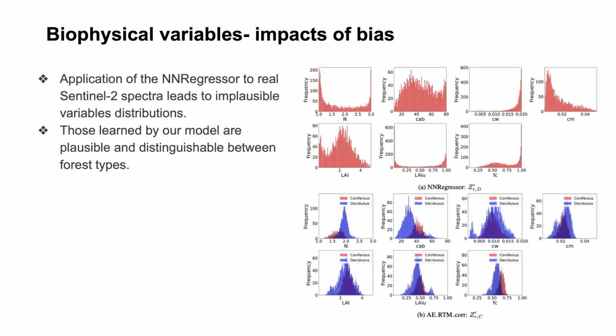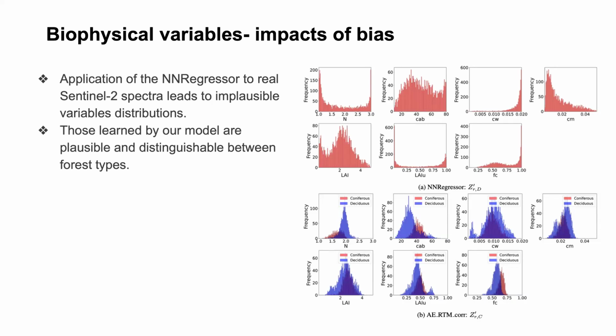Bias correction is important, but its ultimate purpose is to help refine the learning of the latent variables. So here we evaluate the impacts of the bias in learning these variables. The plot on the top shows retrieved variables from the baseline model, the NN regressor. As you can see, by applying the NN regressor to the real Sentinel-2 spectrum, many of the values of the learned variables fall into the limits of the known ranges, which is apparently an implausible distribution. But with bias correction, our model is able to learn more plausible distributions, distinguishable between forest types for some of these parameters.